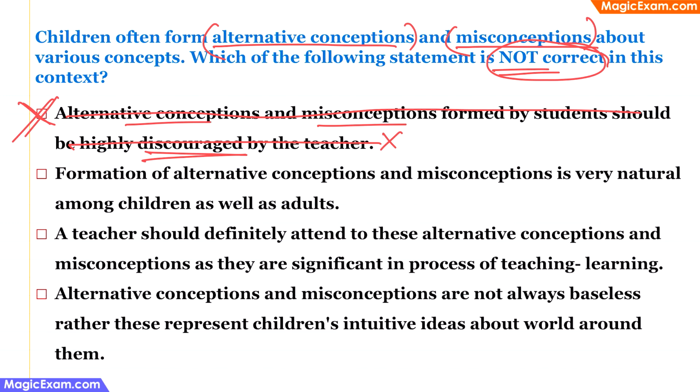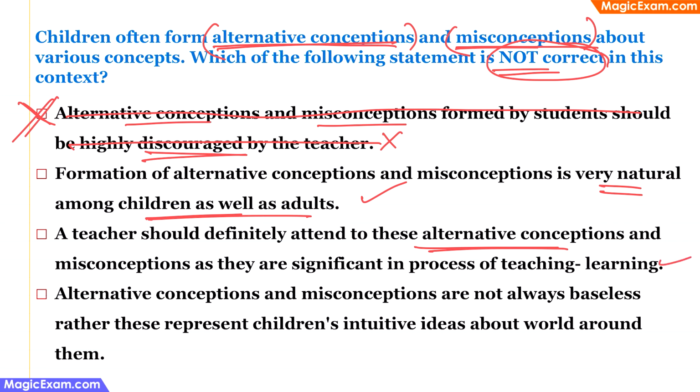The next one, formation of alternative concepts and misconception is very natural among children as well as adults. This is a correct statement. Next, a teacher should definitely attend to these alternative conceptions and misconceptions as they are significant in process of teaching learning. Absolutely correct because the child has formed these alternative conceptions or misconceptions based on the limited information that the child has. So the teacher should definitely attend to these conceptions and misconceptions and explain them in a better way so that the child has a better understanding. Therefore, this is a correct statement.